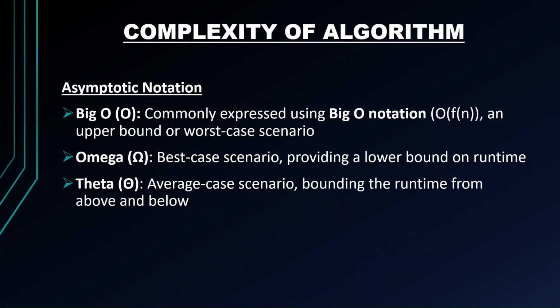Omega represents the best case scenario, providing a lower bound on runtime. But it is not preferable in the software development life cycle, because software sometimes may face worse conditions. That's why during testing, big O notation is required, not omega. Theta represents the average case scenario, bounding the runtime from above and below.